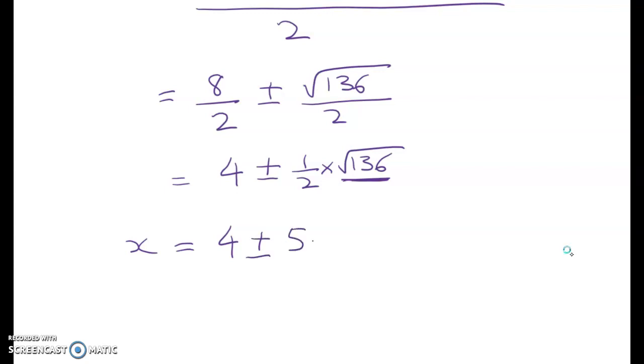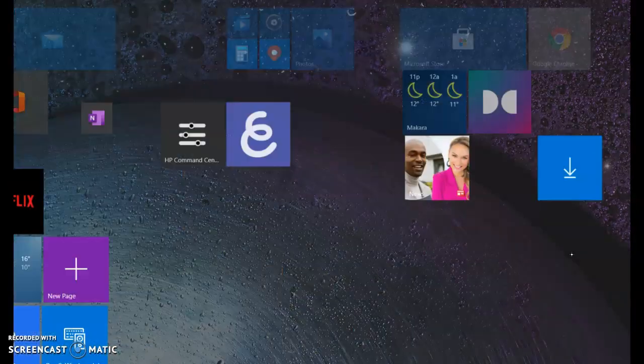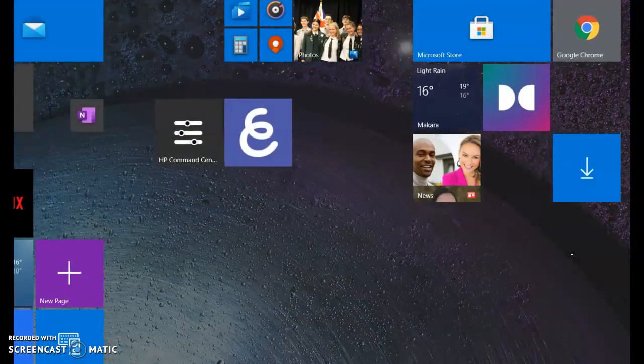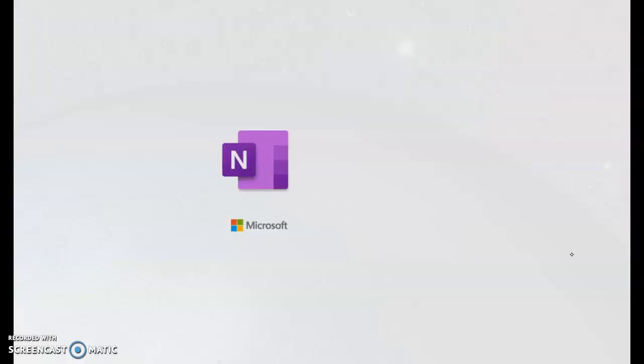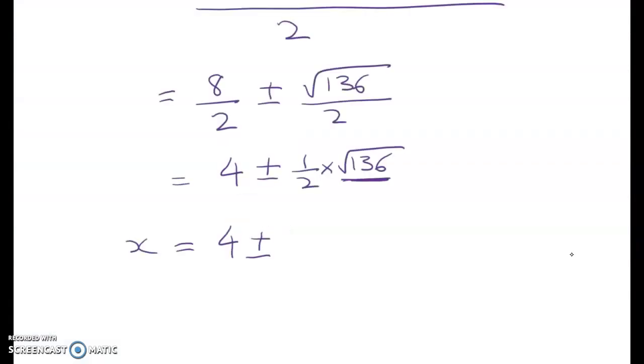Oops, don't know where the pen's gone. Let's just see if we can get it back working. Oh, this whole thing has crashed. It's not very good. Right, where's it gone? Okay, sorry about that, guys. I have no idea what just happened. It did that a little bit in lockdown last year, so now we've got it working.